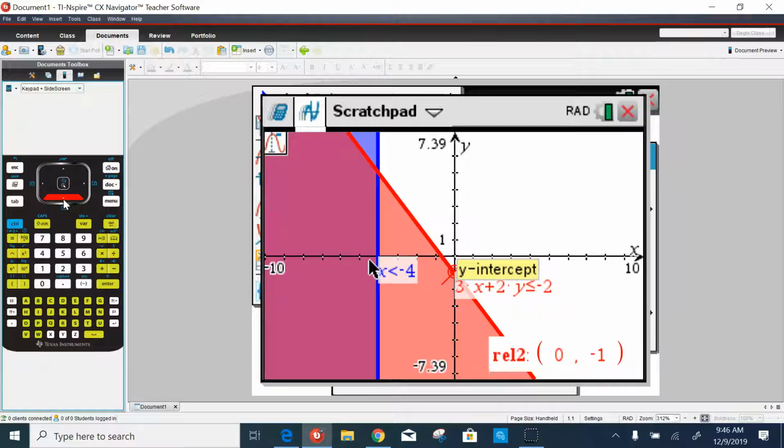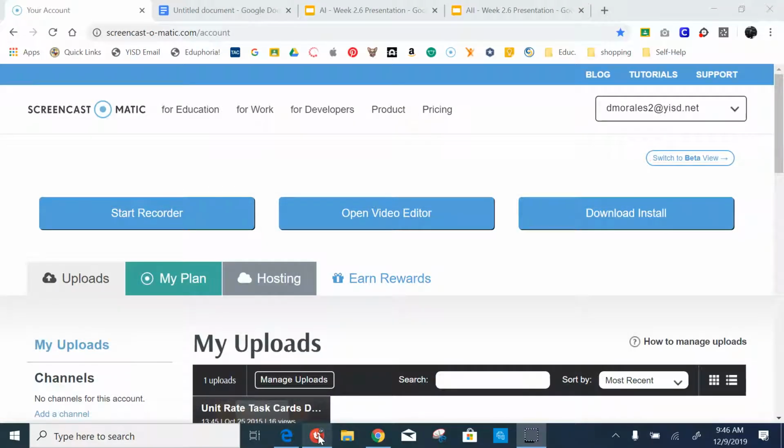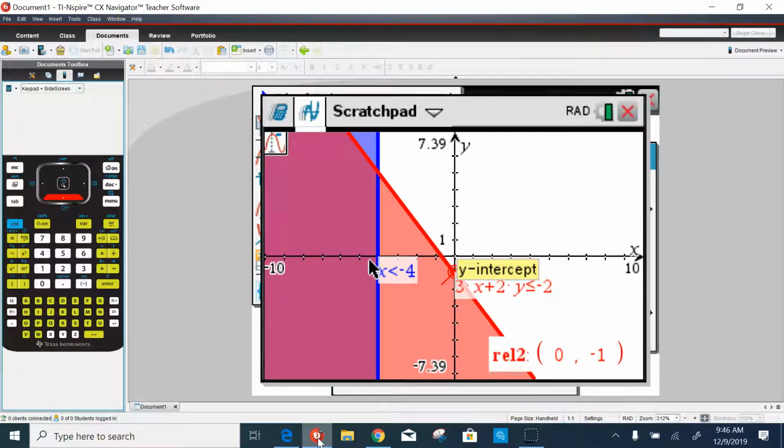There, 0, negative 1 is my y-intercept. So I get a y-intercept at 0, negative 1. 0, negative 1's right here. Now I need some other point on that line. Since I'm still here in my graphing mode, I can just start right arrowing or left arrowing until I get to another point. And I have another point.